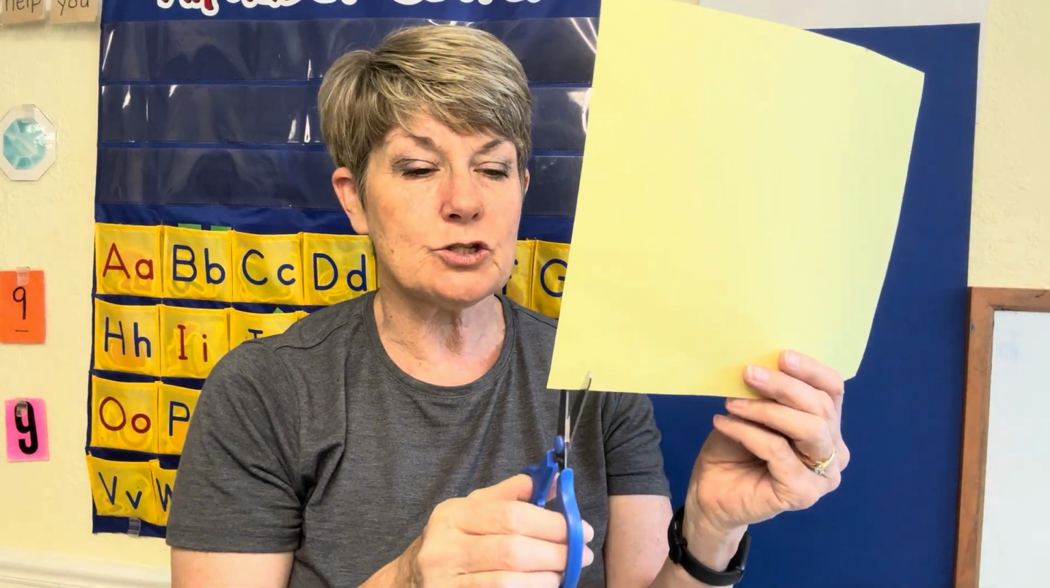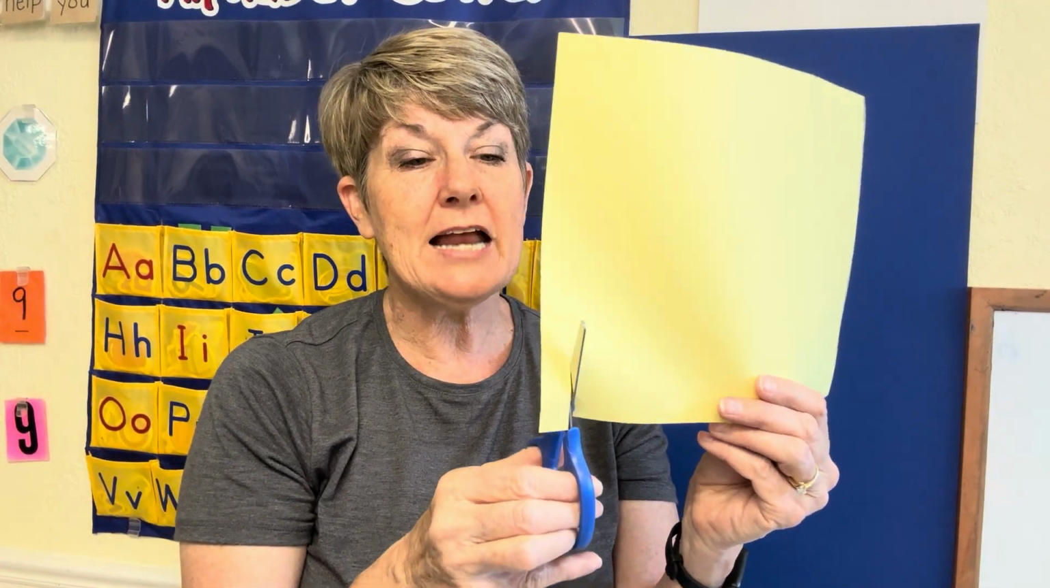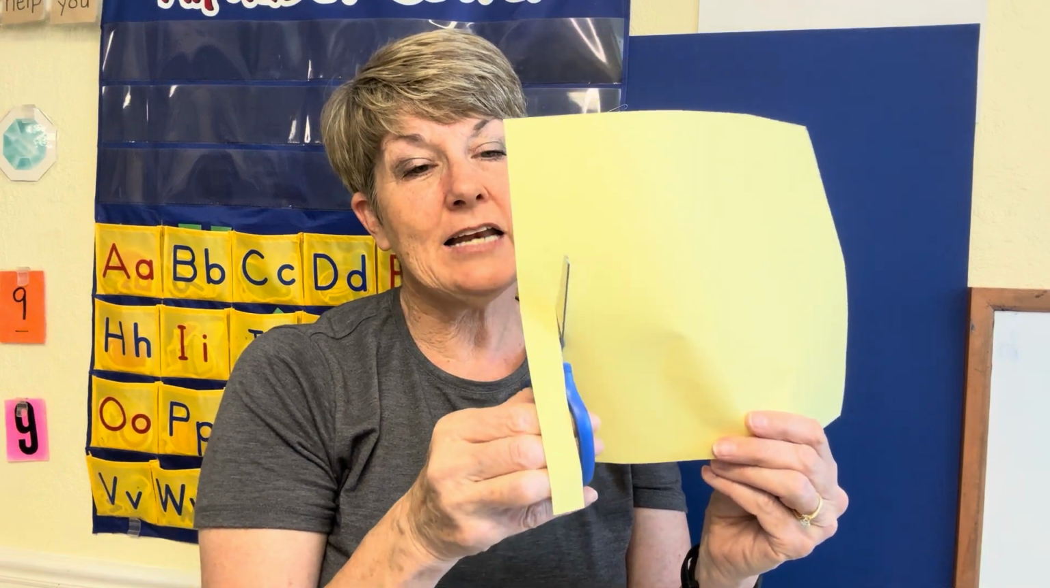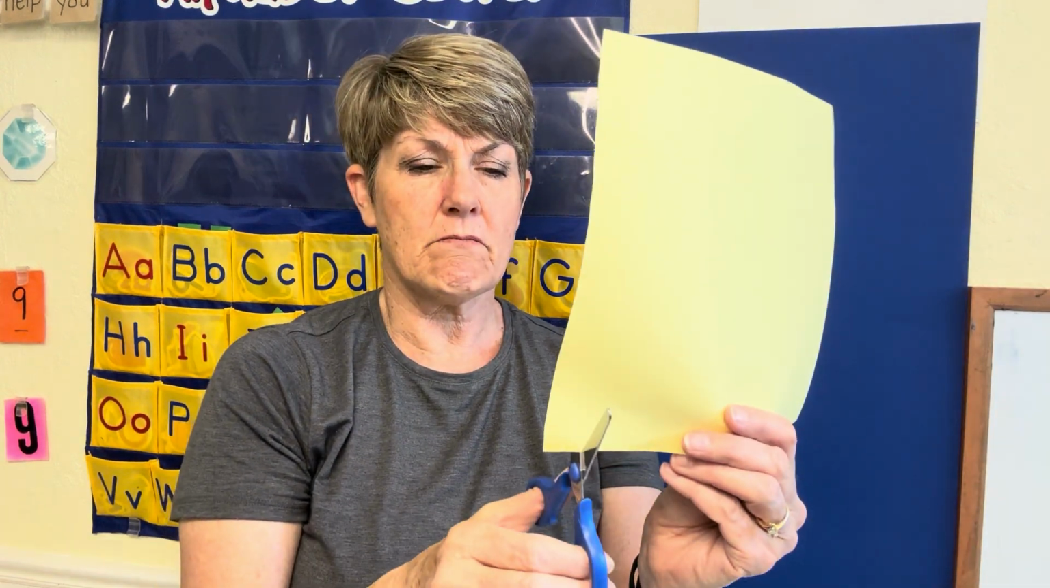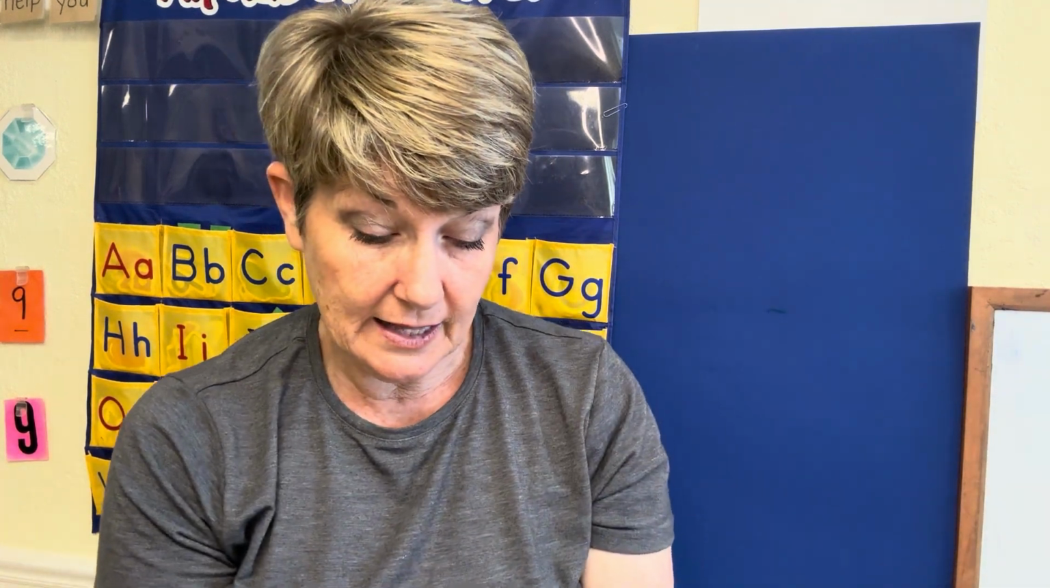We need to do the same thing. Let's make a couple of stripes right here. Open and shut. Open and shut. This is the way we cut, cut, cut. And you know what? We're probably only going to need 2 or 3 of these. Okay? All right.